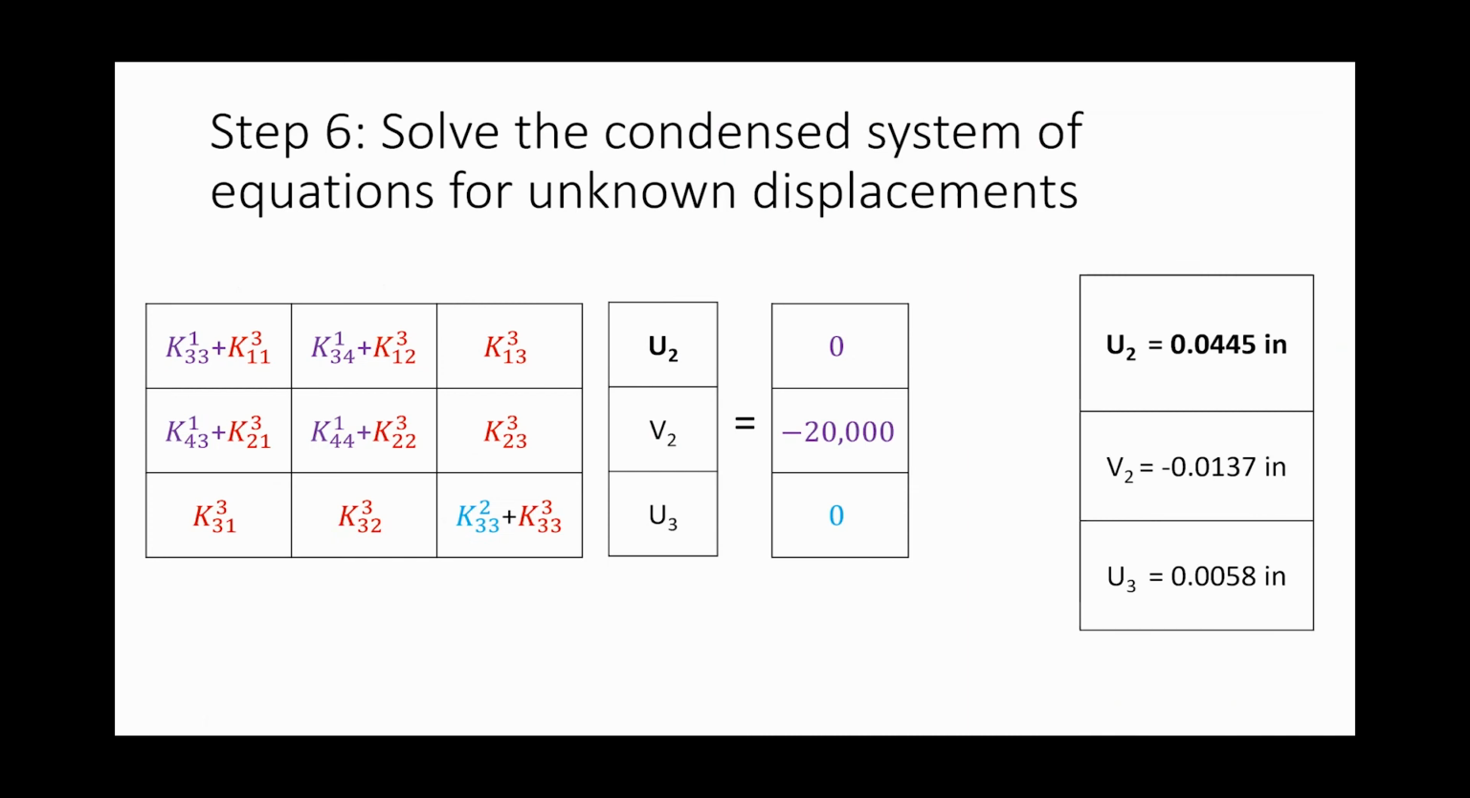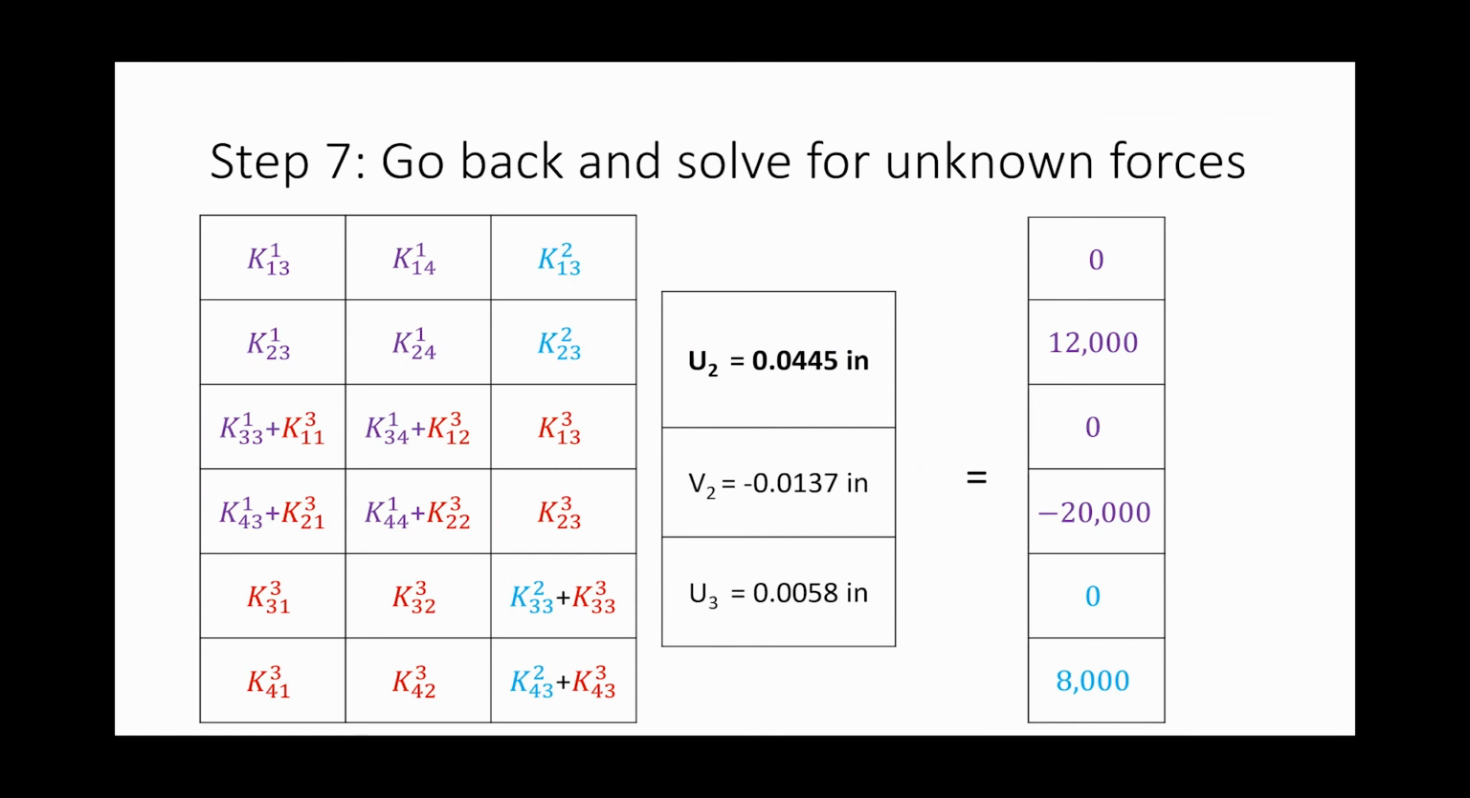At this point, we would use our favorite matrix solver to solve our system of equations, and we would get our unknown displacements. Once we have solved for our unknown displacements, we're going to go back and solve for our unknown reaction forces. And it should be of no surprise that 12,000 and 8,000 add up to 20,000 because from a static standpoint, our reaction forces have to be equal to our applied forces.